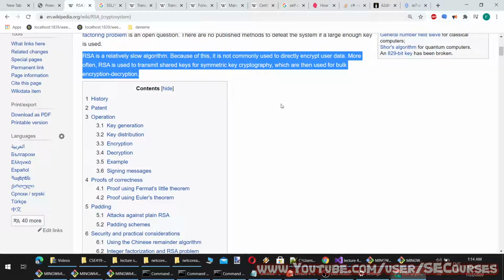RSA is a relatively slow algorithm. Because of this, it is not commonly used to directly encrypt user data. More often, RSA is used to transmit shared keys for symmetric key cryptography, which are then used for bulk encryption and decryption.